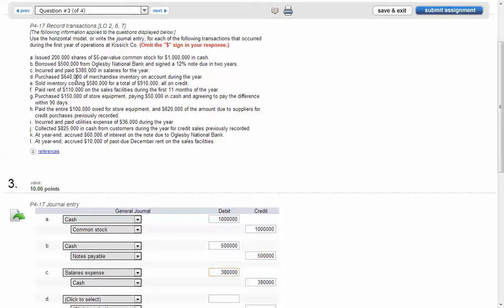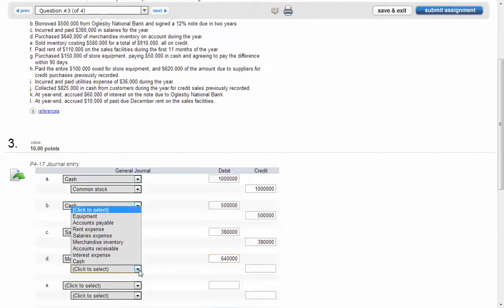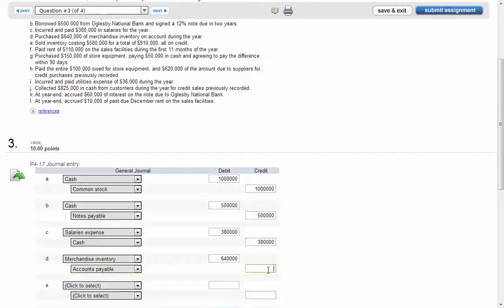Let's look at D. Purchased $640,000 of merchandise on account during the year. So merchandise is an asset. Assets increase with debit. So we'll debit merchandise inventory, $640,000. And we'll credit, we purchased it on account. We're not paying cash. We're going to have to pay for it later. That's a liability. So we credit our accounts payable, which increases that by $640,000.